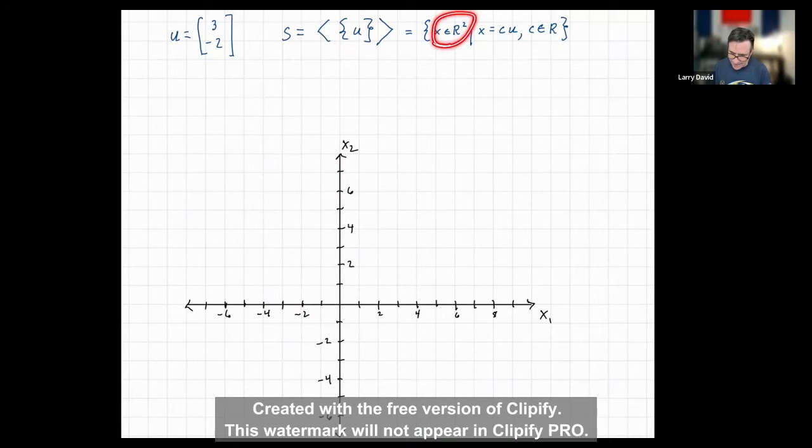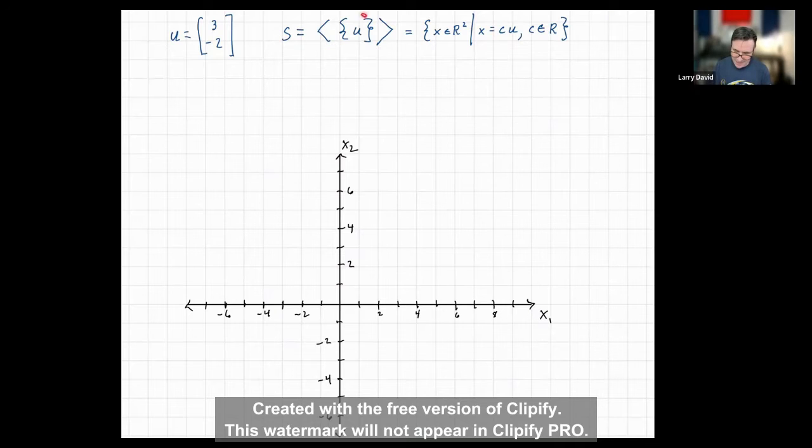So these are x in R2. This is the Greek symbol epsilon that means is in. So x is a vector in R2 such that, the vertical line means such that, x is c times u, where c is in R, it's a real number. In other words, because there are infinitely many real numbers that we could put in for c, we could get infinitely many scalar multiples, we call it, of u, so infinitely many x's.